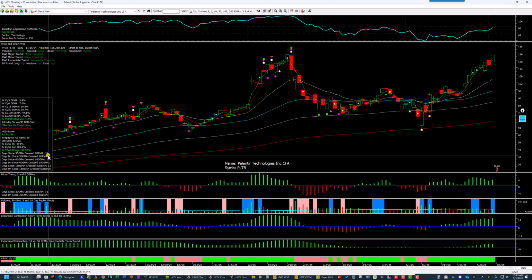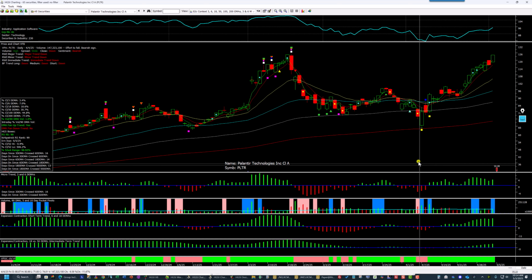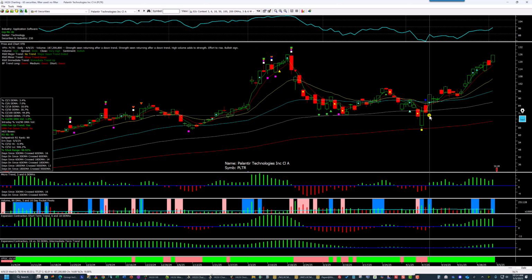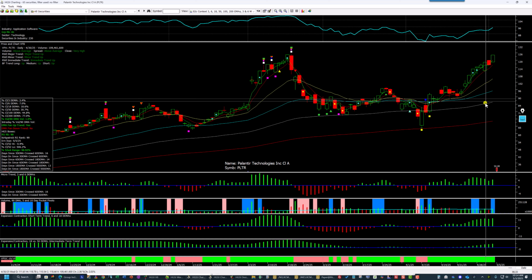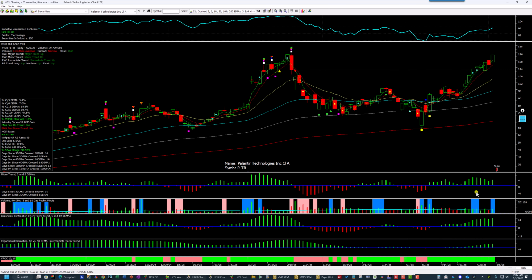You can see the crossover. Had a big day here and then a slight pullback, and then buyers really stepped in with an effort to rise, and high volume strength seen returning after a downtrend. And it really hasn't looked back since then. And you can see the 3 is well above the 6, which gives us a high histogram on the micro trend.